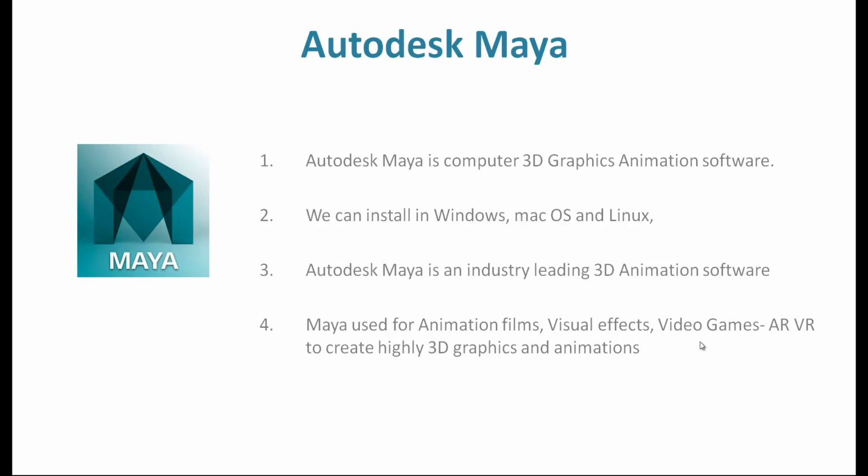In this tutorial, we are going to learn the basics, fundamentals, introduction, and interface of 3D departments in Autodesk Maya. Autodesk Maya is a computer 3D graphics and animation software we can install on Windows, Mac, and Linux. Autodesk Maya is one of the best and still leading 3D animation software. It is used for animation films, VFX films, and video games to create high quality 3D graphics and animations.